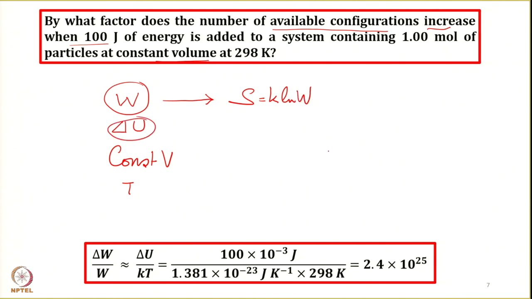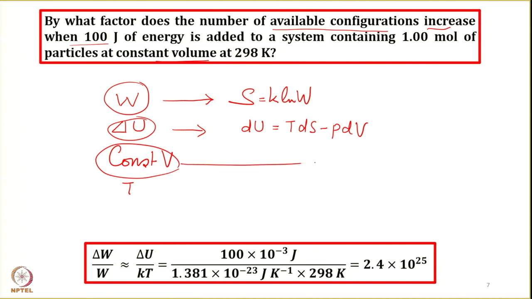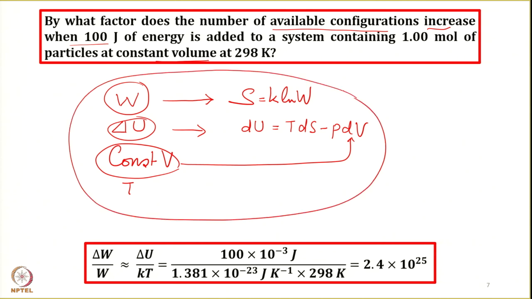Delta U, I can connect with entropy. How? Because dU is equal to TdS minus PdV. And I can now use the constant volume conditions to convert into something else. And eventually by applying all the given information, we are able to come up with an expression which allows you to calculate the number of available configurations, how they increase when a certain amount of energy is added to the system.